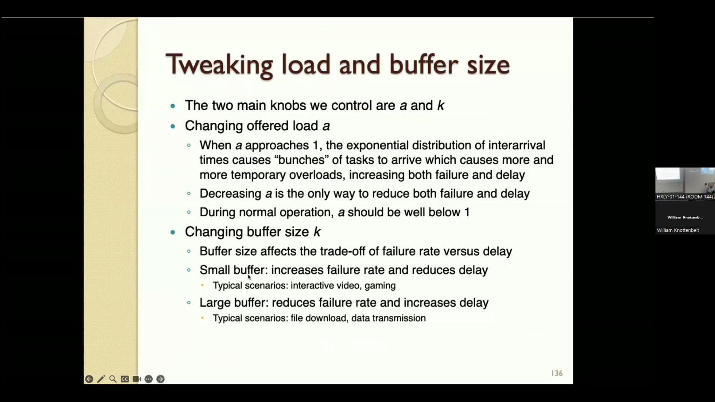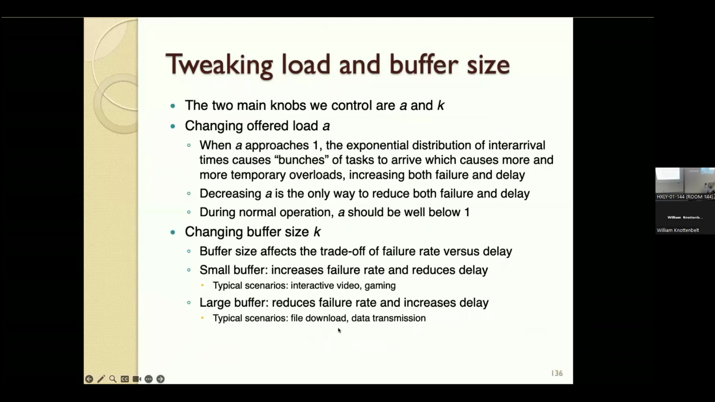If you have small buffers, it will increase the failure rate because the buffer will fill up, but it will reduce the delay problems. So if you do things like interactive video or gaming, it's actually better to have small buffers, whereas large buffers will reduce the failure rate, even though at the price of sometimes having long delays. But if you're doing something like file download, then that's usually maybe not a problem.